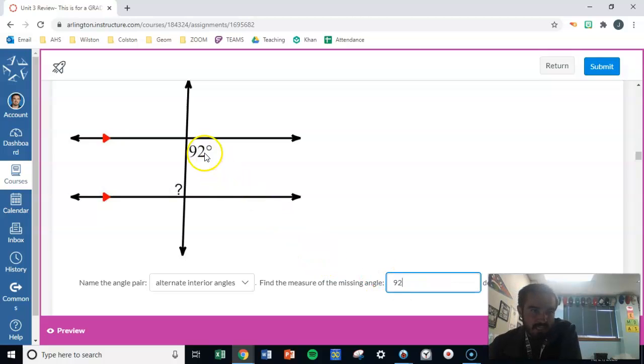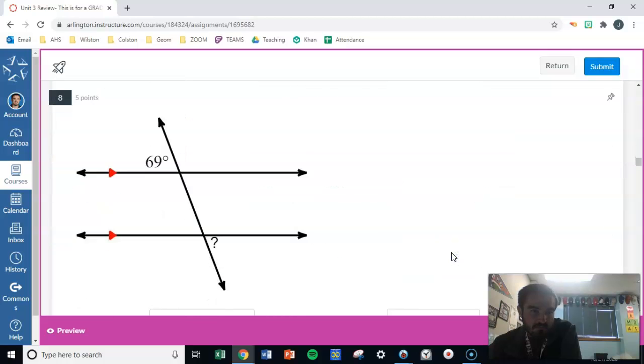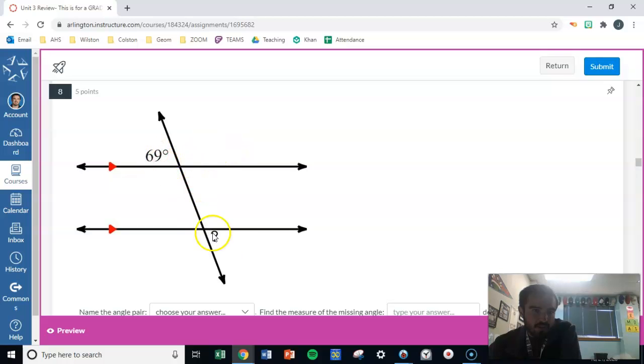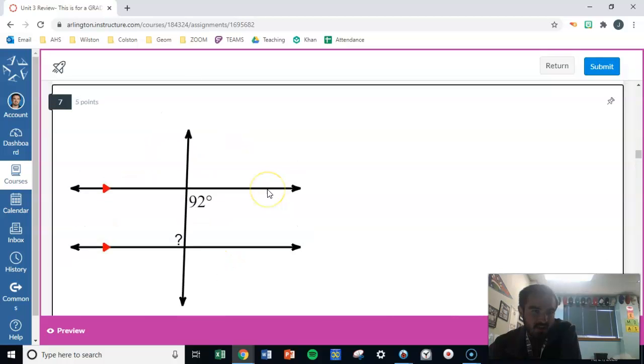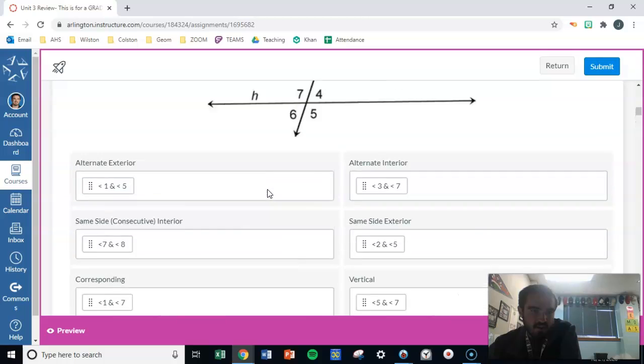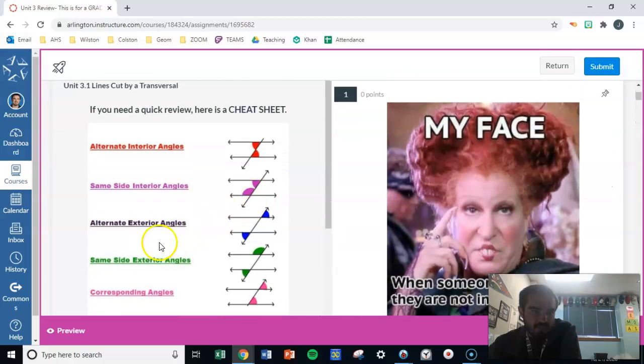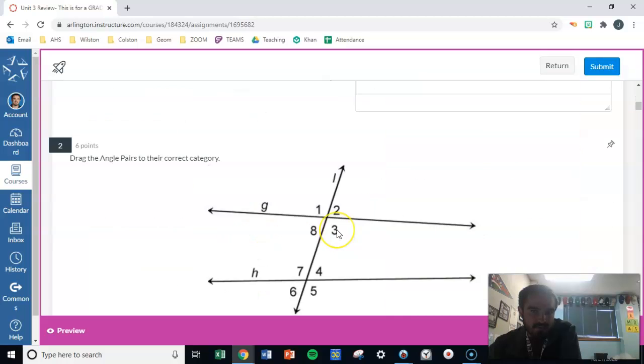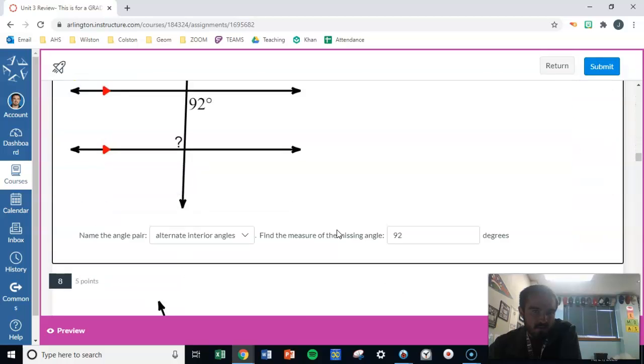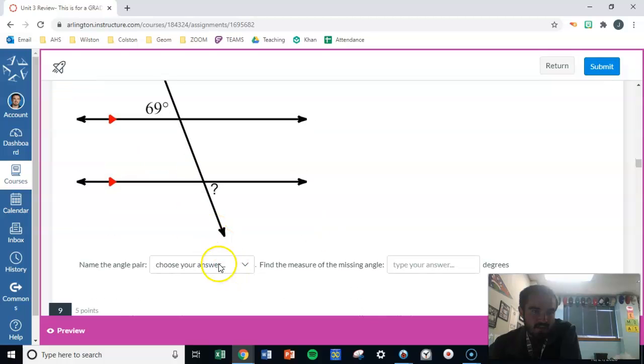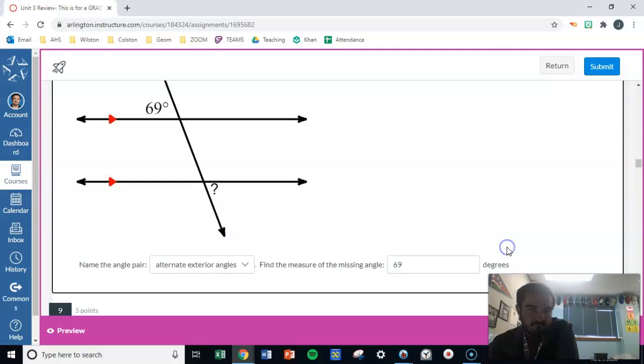So simple. These are equal to each other because they're alternate interior angles. What about here? Alternate exterior angles. If you're like, man, Mr. Colston, how did you figure that out? Well, I could even go back up to this cheat sheet. Alternate exterior angles are both on the exterior on opposite corners. So this would be alternate exterior angles, which I also know are congruent to each other. So this would also be 69 degrees.